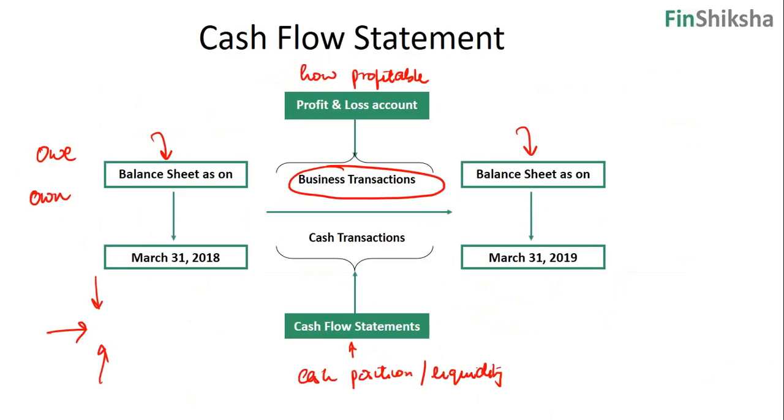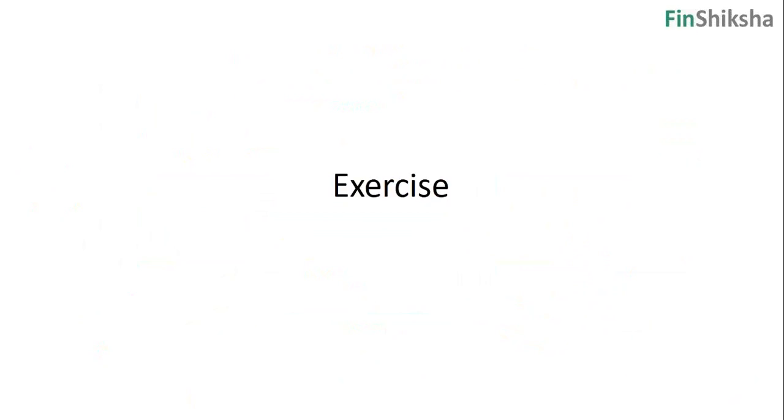Let's now do a small exercise. In this exercise, we're going to use an Excel file and look at a few business decisions. And as those business decisions get taken, how does that impact the three financial statements of the company is what we are going to look at.